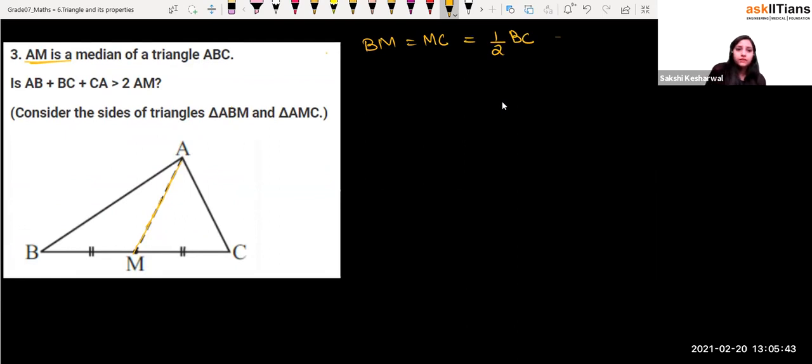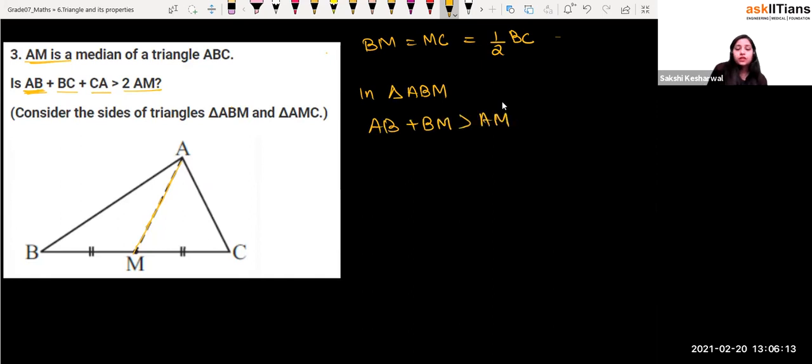If you see that you have length AB, BC, AC is greater than that of 2AM, right? Now, what are the two triangles you can see? Because when this sign is applicable, it means triangle inequality is being used. So we have two triangles. In triangle ABM, can I say that AB plus BM is greater than that of AM?